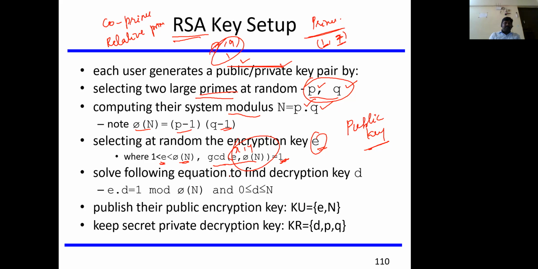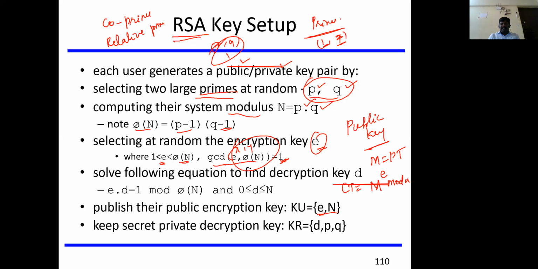Now, followed by that, we are going to do the encryption function. In order to do the encryption, we'll be using the formula ciphertext equal to m power e mod n, where m is the plain text. So here they have taken this e as the public key value, right?